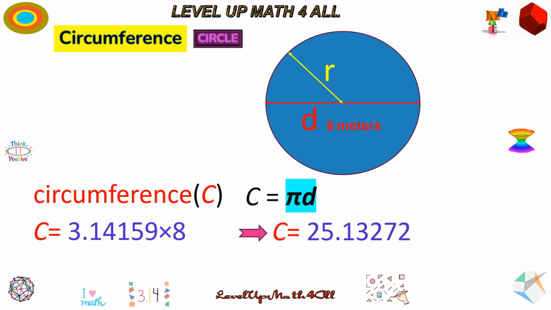So in our case, the formula to find the circumference is C equals pi d, where pi is 3.14159 and d is 8 meters. So when we multiply 8 by 3.14159, the pi value, the answer is 25.13272 meters.